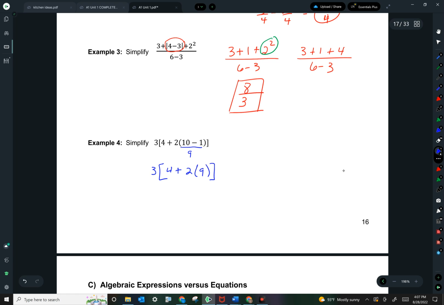That was in place of the parenthesis. Okay, so inside the big brackets, I'm going to have 4 plus 2 times 9 is 18. That's still inside the brackets, so I still need to finish up what's on the inside. 4 plus 18 is 22. Now I can multiply that by 3 and get 66.